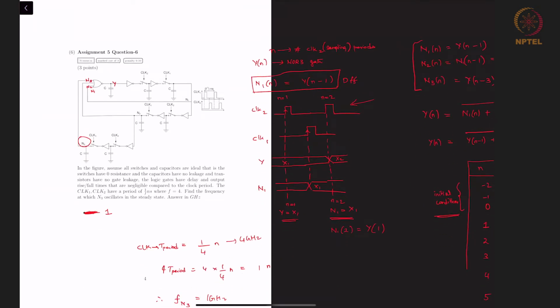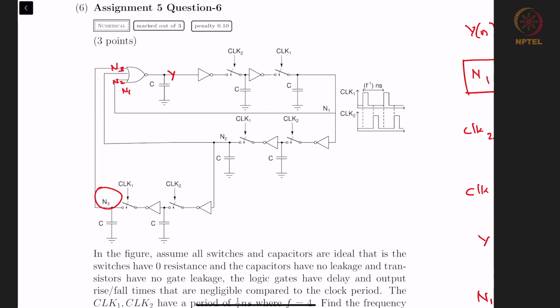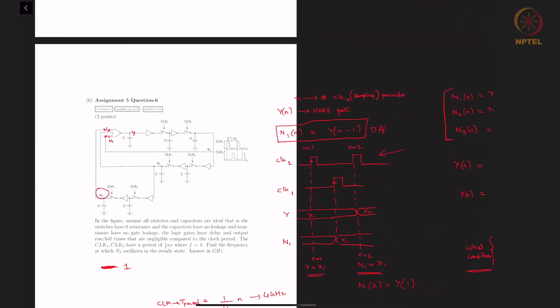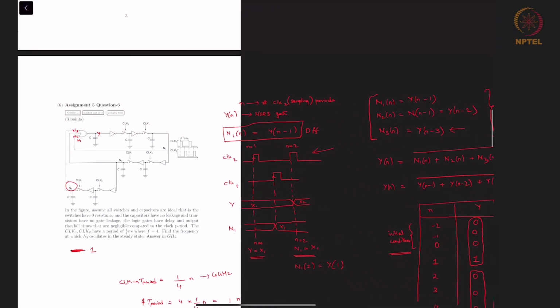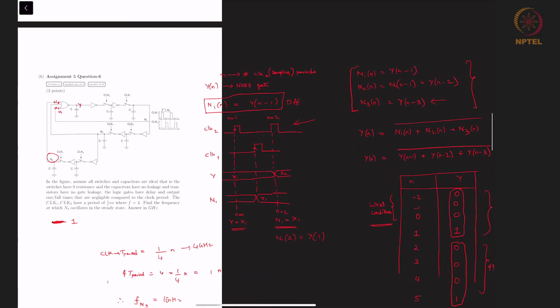So in question 6, we are given this circuit, and we are asked to find out what frequency N3 oscillates with. I have labeled the nodes N1, N2, and N3 as inputs to the XNOR gate. I have drawn the waveform for clock 1 and clock 2 over here, and I have labeled the edges of the clock with the number n.